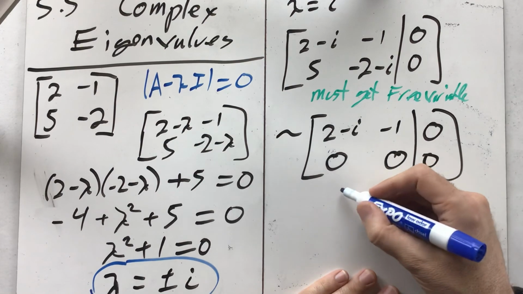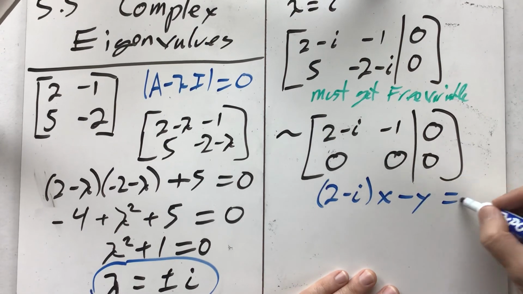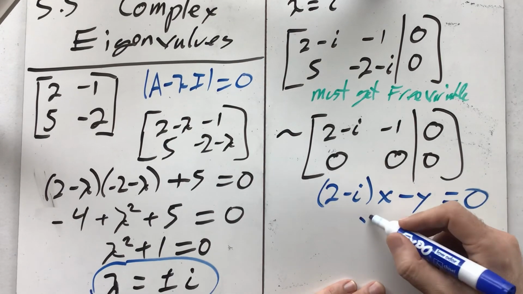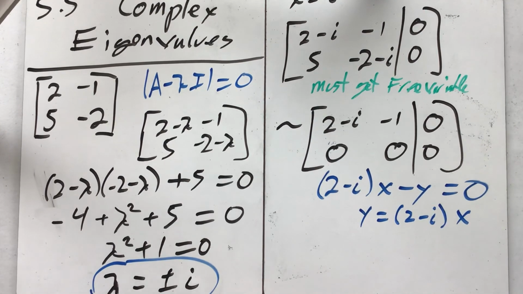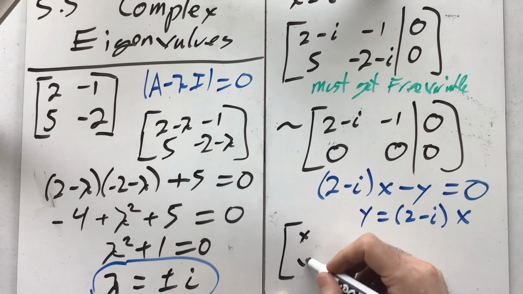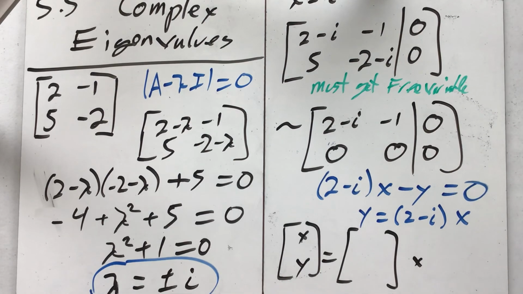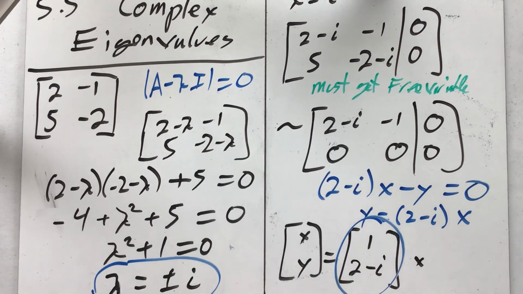Okay, let's try to interpret this in terms of a vector and see what this means. Our vector gives us (2 minus i) times x minus y equals 0, and it looks easier to solve this for y than for x. So I'm going to write y is equal to (2 minus i) x. That means if I want to write this out as a solution, my vector solution (x, y) is going to be written as a multiple of x, so it's 1, and y is 2 minus i times x. So what we notice is we got a complex number for our eigenvalue, and we also get a complex number for our eigenvector.